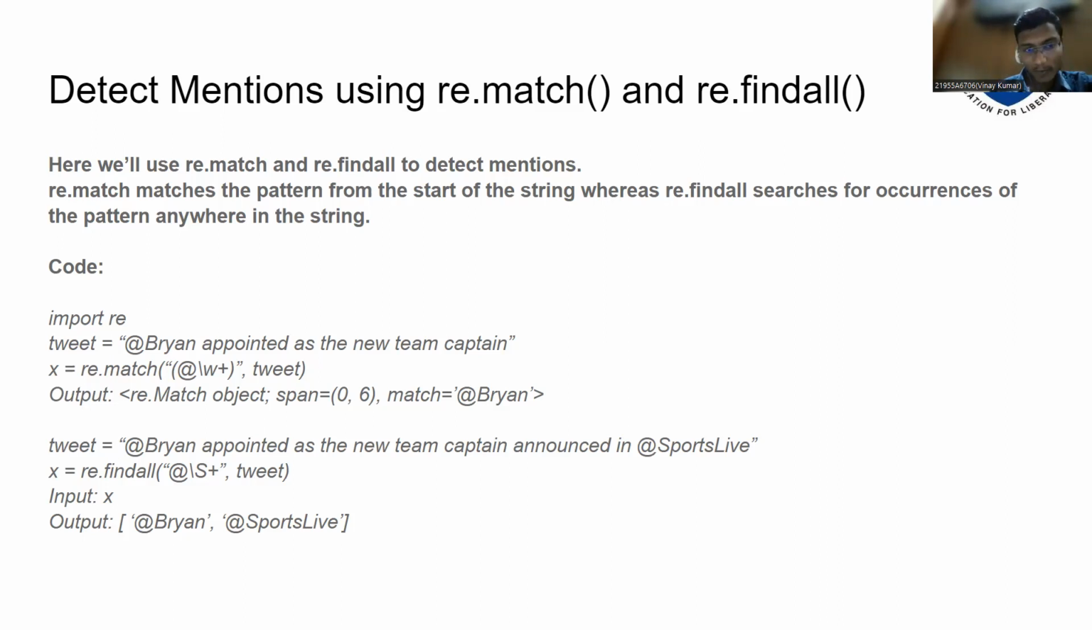So you can see the output, re.match object span 0 to 6, the 0th character to the 6th character. It is storing that, and the match we found is @Brian. It will stop after that. If we use the findall method, it will search the whole string and return all the patterns we found. You can see that re.findall is finding all mentions in the whole string. @Brian is one mention and @Sportswell is another mention.